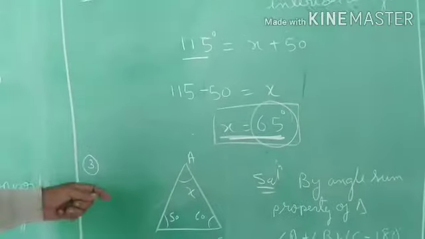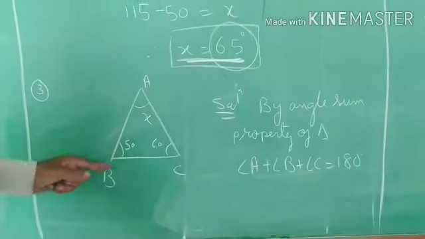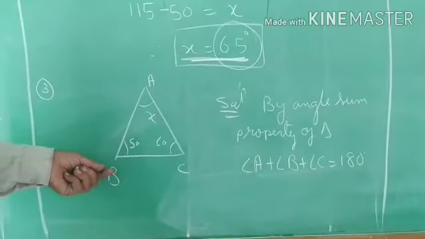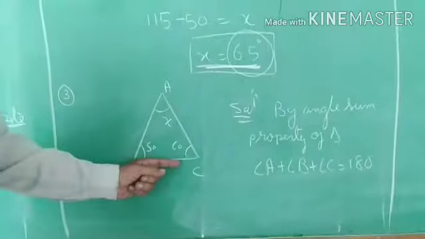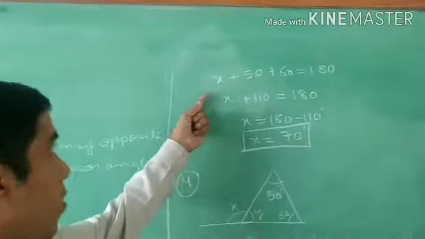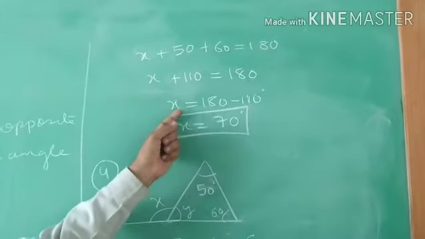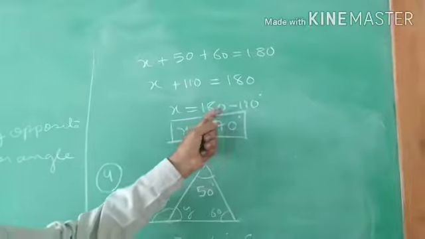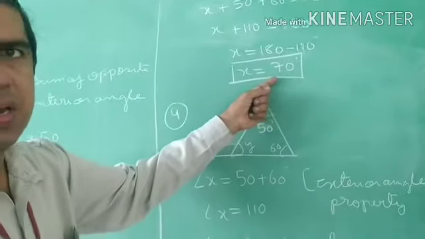Now here in the third part, you can see a triangle ABC is given, but here I am using a different property, that is the angle sum property of a triangle. So angle A plus angle B plus angle C is equal to 180, and so it comes x plus 50 plus 60 is equal to 180, x plus 110 is equal to 180, and x is equal to 180 minus 110, that is 70 degrees. The answer comes 70 degrees.